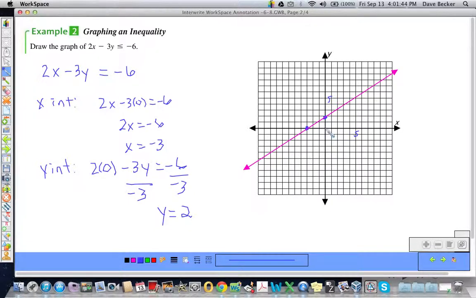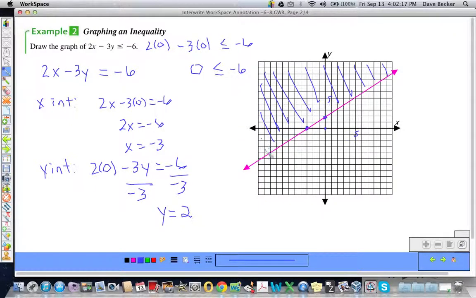So I'm going to use my test point. 0, 0 is nice. So let's see, 2 times 0 minus 3 times 0. Is that less than or equal to -6? Is 0 less than or equal to -6? And the answer is, no, it's not. So that means that everything on the other side needs to be shaded.